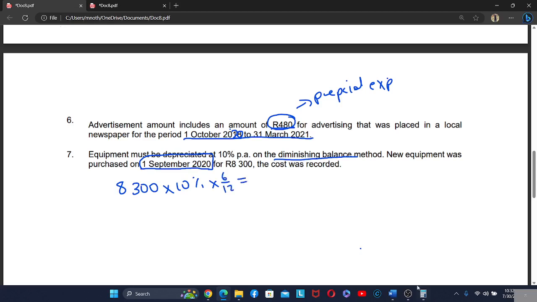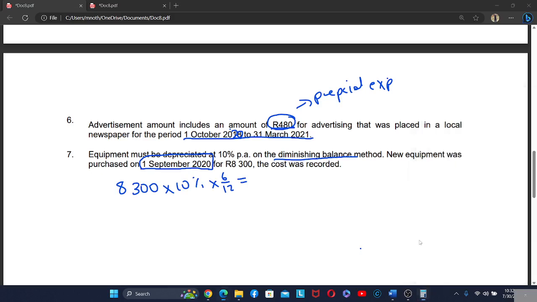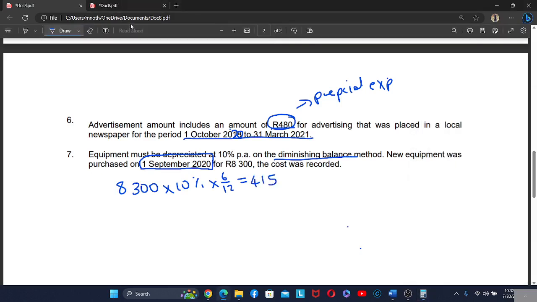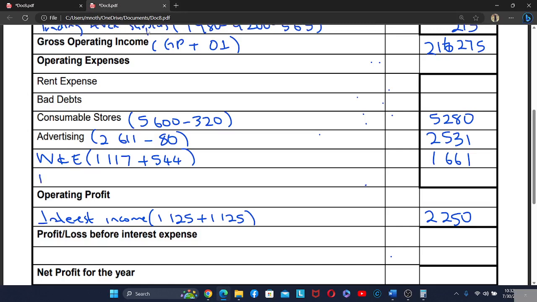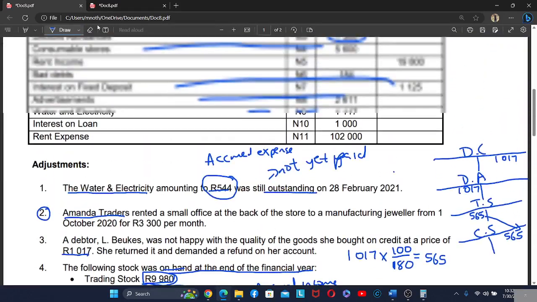How much is that? So 8,300 multiplied by 10% multiplied by 6 divided by 12. It is going to be 415. So the depreciation for the new equipment, it is going to be 415. Alright? Now, what about the old one?